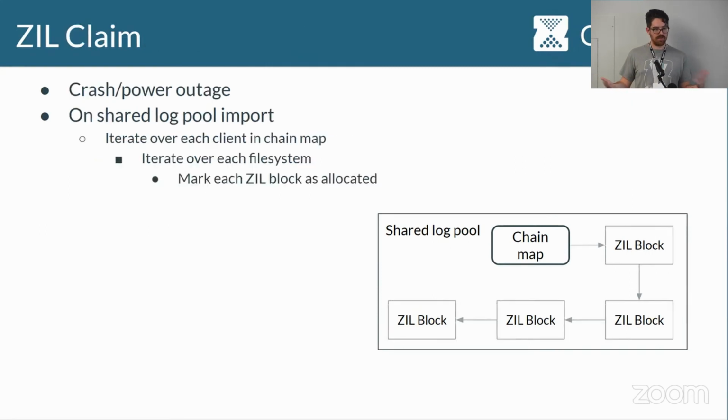Let's talk about ZIL claim, the recovery part of the process, or the first part of the recovery process. So after a crash or a power outage, we're importing the shared log pool again. And when we import the shared log pool, now we have the chain map. And so we iterate over each client in the chain map, and we iterate over each file system for each of those clients, and mark each of the ZIL blocks in the chain as allocated. And so that way the shared log pool is able to do the same sort of ZIL claim process that the clients did without actually needing to have their file systems. It just has their ZIL chains and it has pointers to all of them.